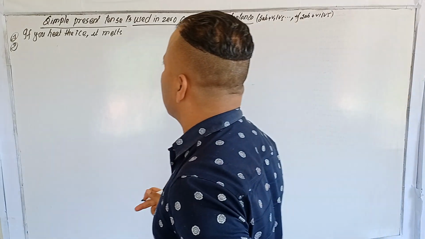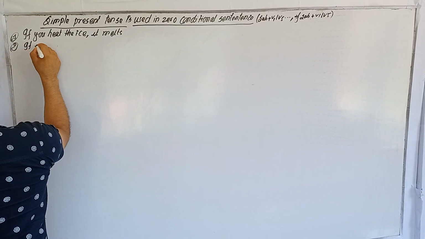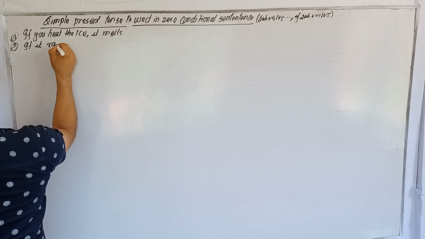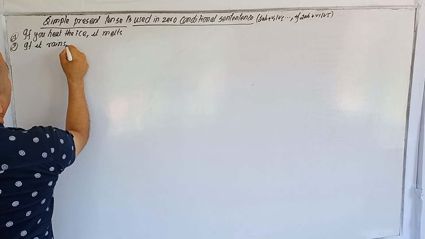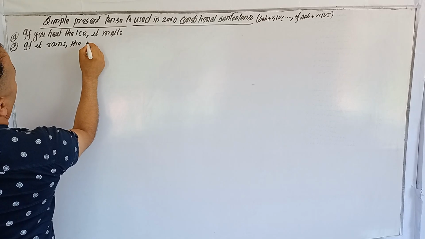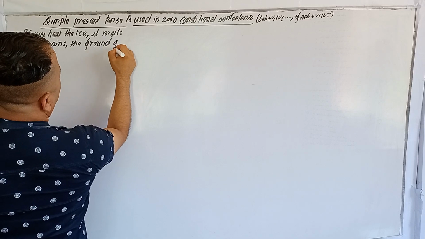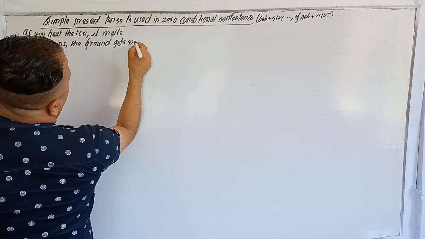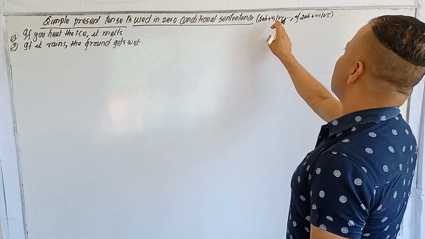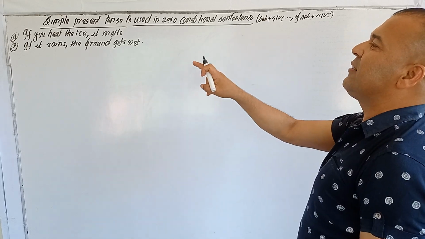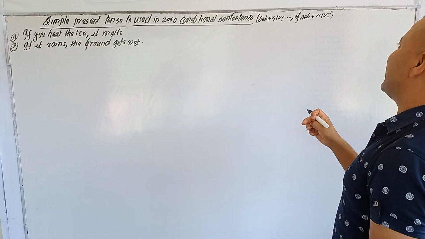Okay, this is the structure. If it rains, the ground gets wet. The ground gets wet. Look at the same structure here: if plus subject, it rains, then comma, the ground gets wet.